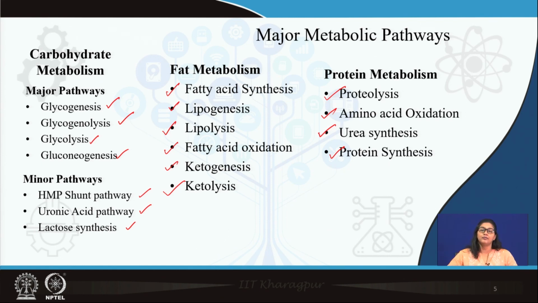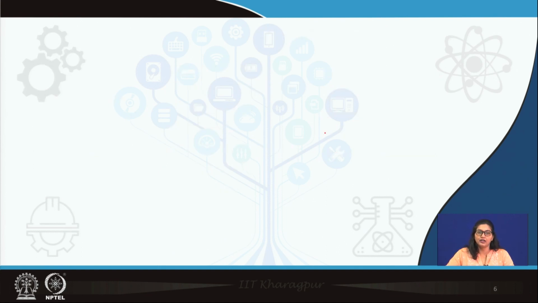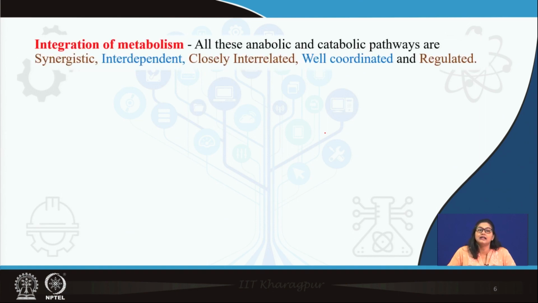So these are the major metabolic pathways we have already discussed. Now how they are integrated in our body is actually what we are going to discuss. So that is integration of metabolism, that all these anabolic and catabolic pathways are present and occurring synergistically in a cell. So basically all these pathways are actually happening at the same time in a cell.